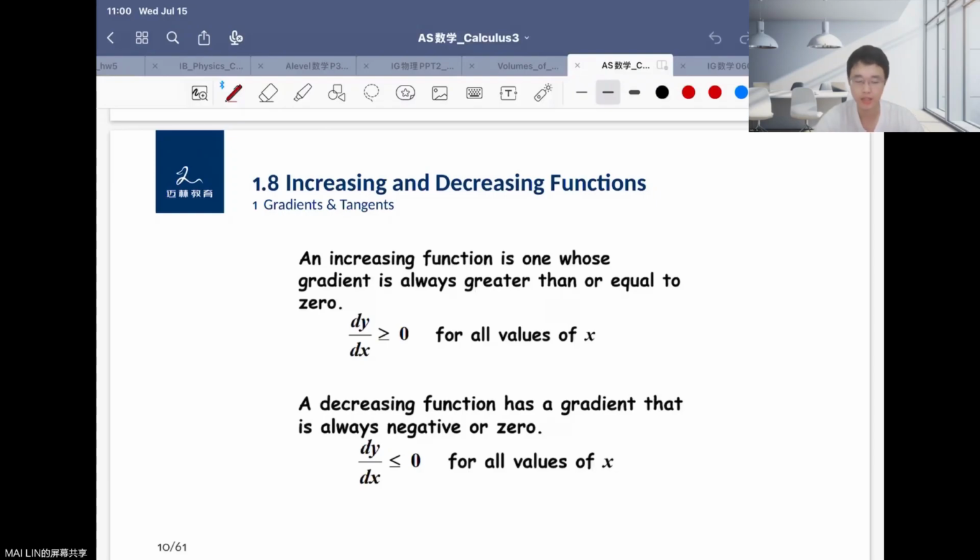Okay, hello guys. Today we are talking about increasing and decreasing functions. Here is just a basic definition of increasing and decreasing.